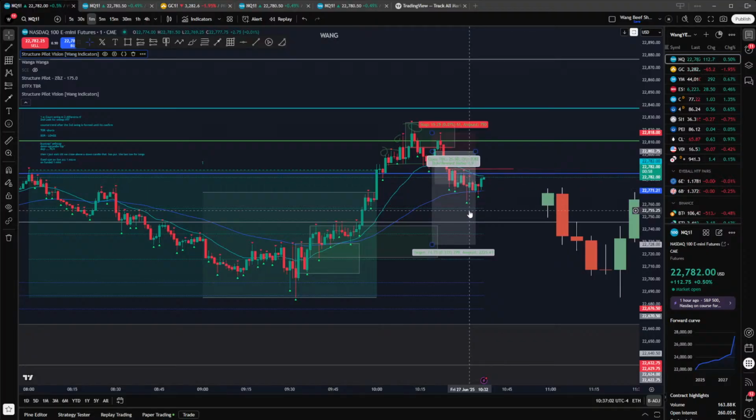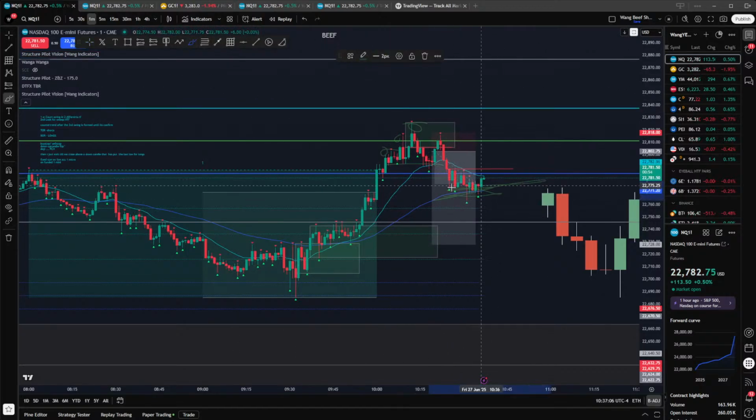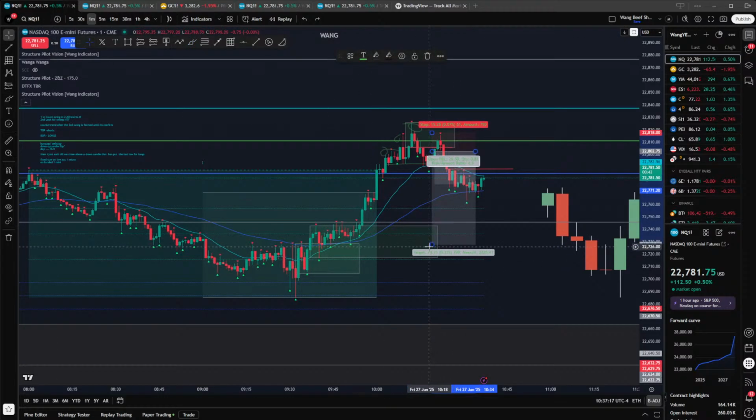So I'm just taking a partial on price not wanting to go below the 70 EMA. I took off half of my position right there.